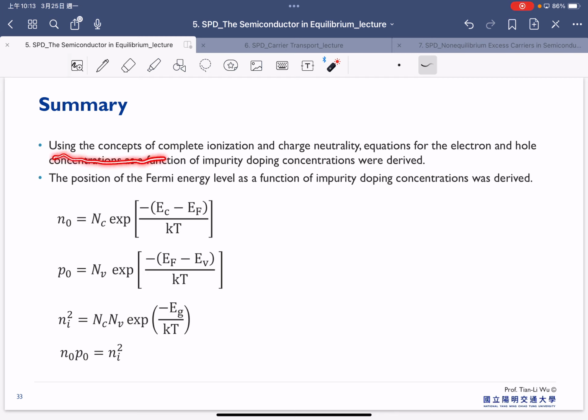Okay, so here is a summary. Using the concept of complete ionization and the charge neutrality equation, the electron and hole concentrations as a function of impurity doping concentration were derived in this chapter. So we can finally calculate the position of the Fermi energy as a function of impurity doping concentration. And these are very important equations, because later, no matter for homework, midterm, or final, you always have to use these equations.